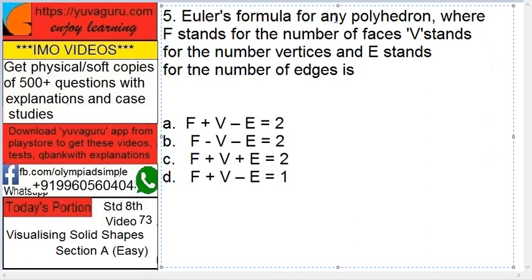Euler's formula for any polyhedron, where F stands for number of faces, V stands for number of vertices, and E stands for number of edges is... Now firstly, polyhedron you understood. Now what are faces, vertices and edges?